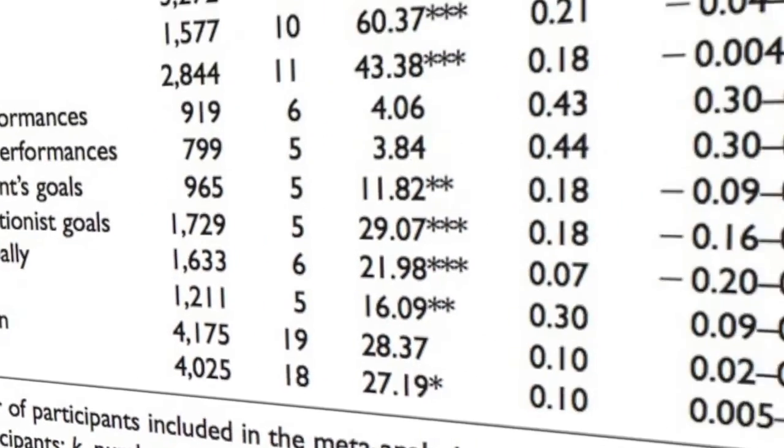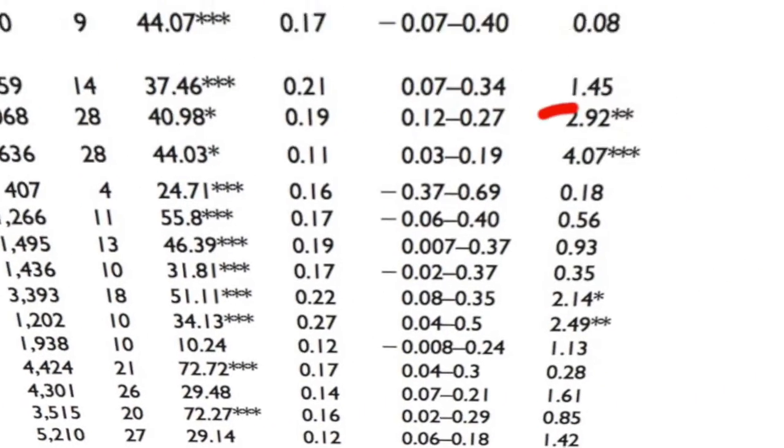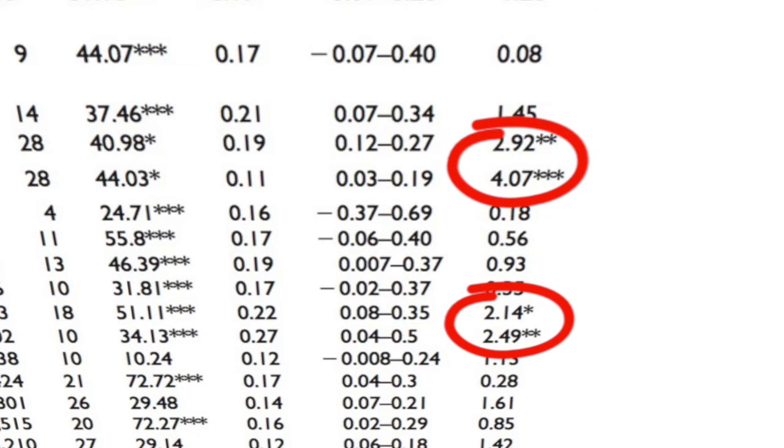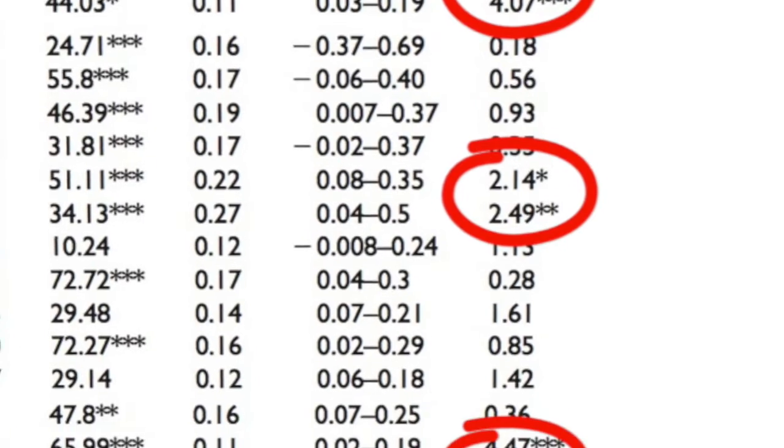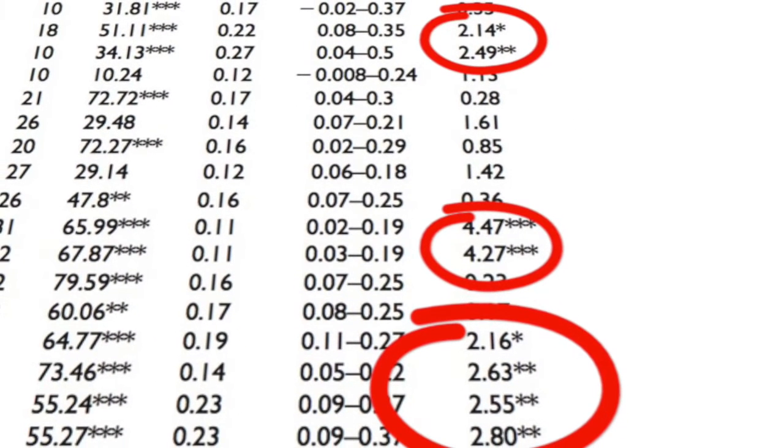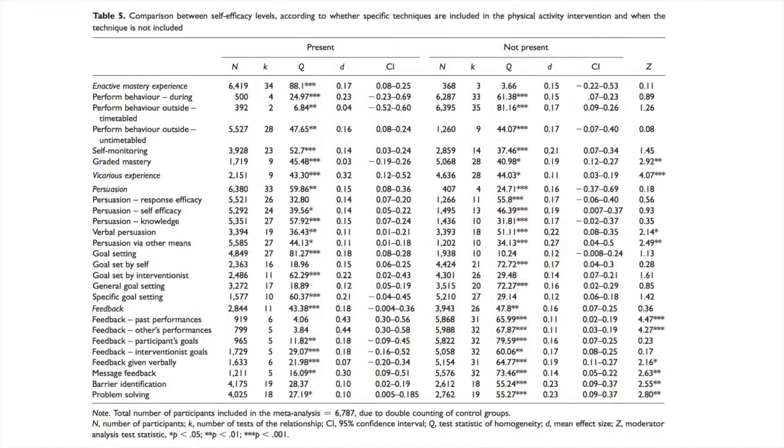As you scroll down, you can see that the ones that have asterisks are the ones that we want to highlight and look into more detail. The ones without any asterisks next to them means that there's no statistically significant difference between having that intervention and not having it. So let's go through and highlight the ones that are statistically significant.